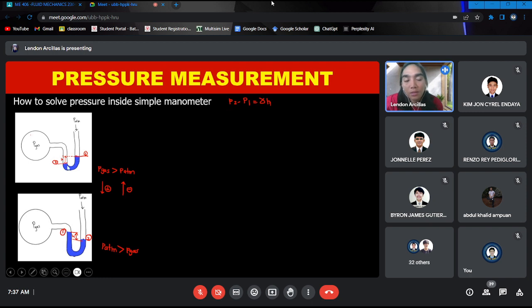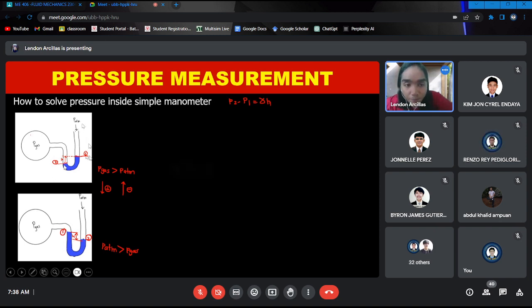For example, in this one, there is only one liquid studied to measure the pressure difference. To measure the pressure at point 2 and point 1, let's first analyze what pressure 1 and pressure 2 are. Based on the example, pressure 1 is the pressure at the surface. If the atmospheric pressure is not given, the pressure at the surface is automatically 0. Since atmospheric pressure is given, pressure 1 is the atmospheric pressure.